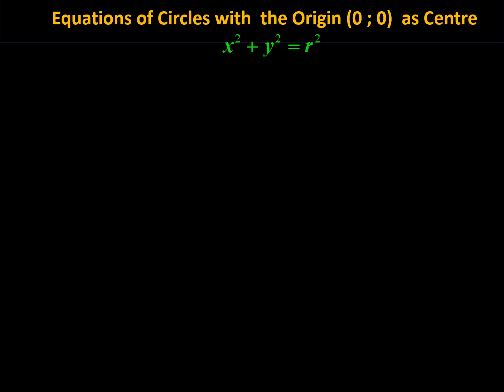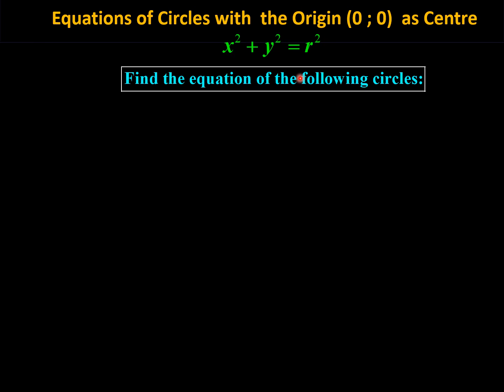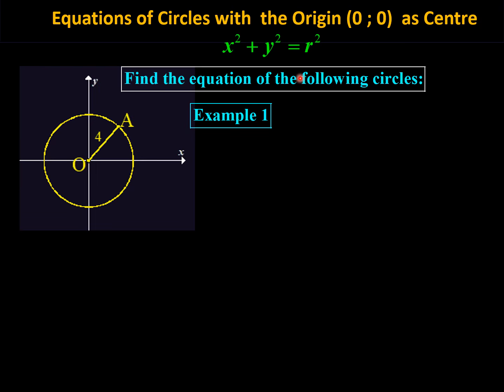Let's start off with equations of circles with the origin (0, 0), the origin of the Cartesian plane, as center of the circle. Here we have a formula that is provided to you, x squared plus y squared equals r squared, and this is the formula that we're going to use here. So we want to find the equation of some circles. Let's start off with the first one. Here we have a circle, so let's look at what we are given. The center is at the origin, and we're given OA. OA is the radius of the circle, so we can directly apply this formula.